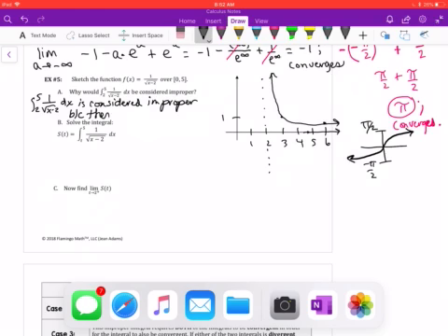Because there is a vertical asymptote, comma, infinite discontinuity, because a vertical asymptote gives you an infinite discontinuity at x equals 2.